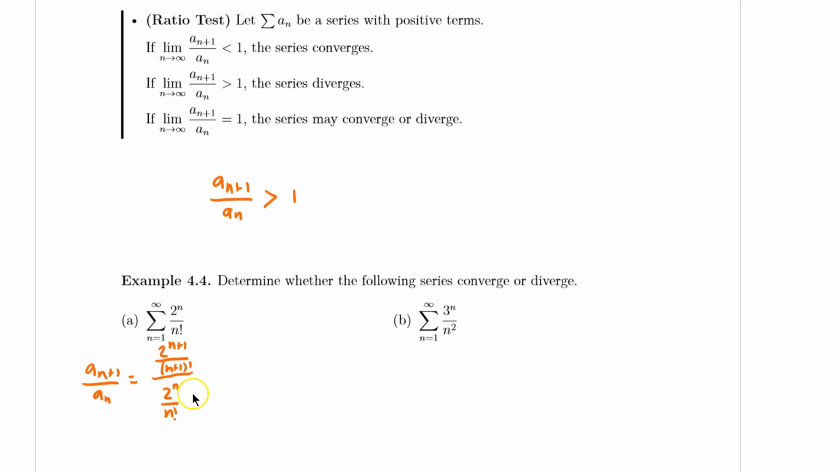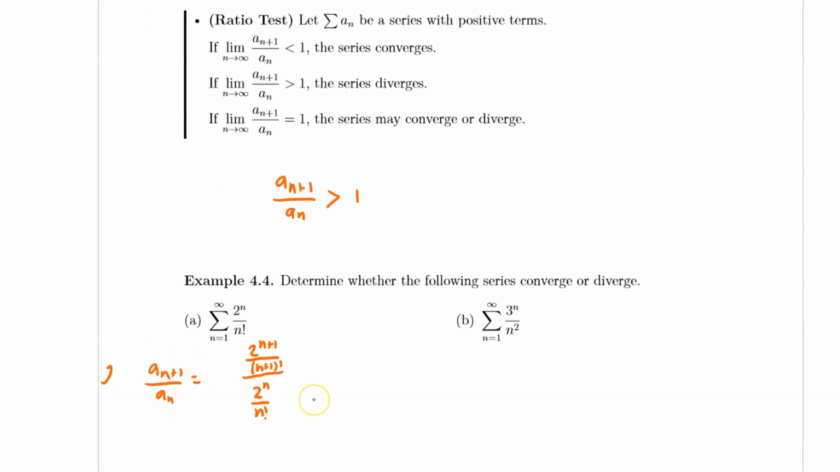So here, this is my a_{n+1} over a_n, and now I'm going to take the limit of this where n goes to infinity. Let's compute this value. If I bring the denominator to the numerator, I'm going to get 2 to the n plus 1 over (n plus 1) factorial times, I'm going to flip this fraction, n factorial over 2 to the n. Now things get cancelled out. 2 to the n cancels with 2 to the n plus 1, so I'm only left with 2. N factorial cancels with (n plus 1) factorial, so I'm left with only n plus 1.